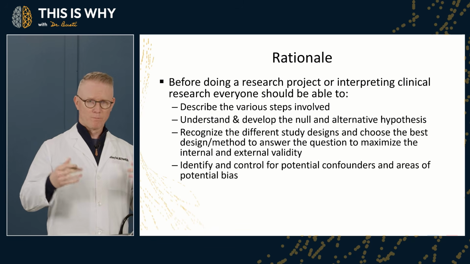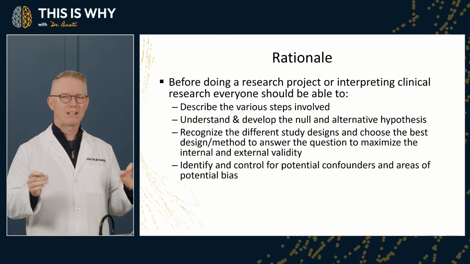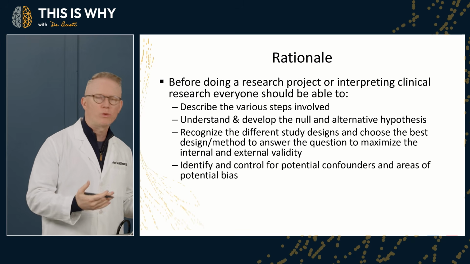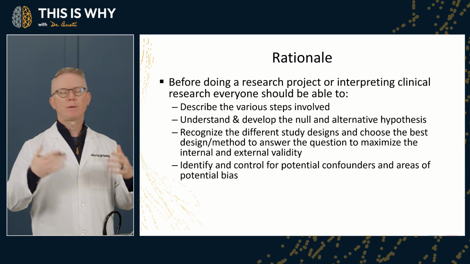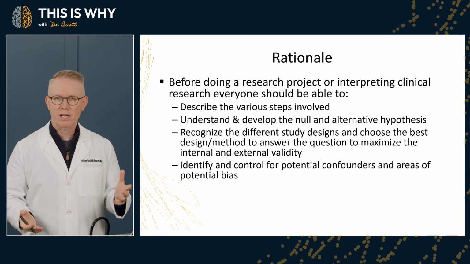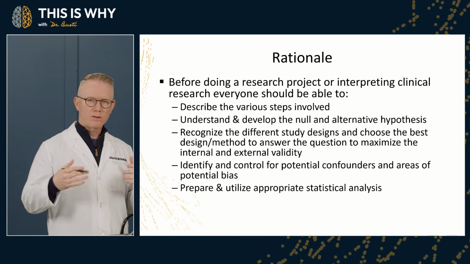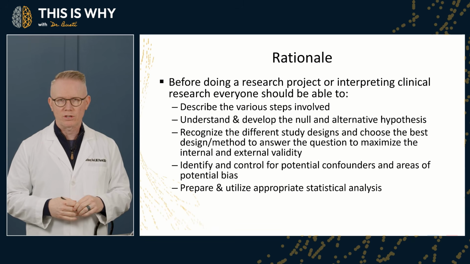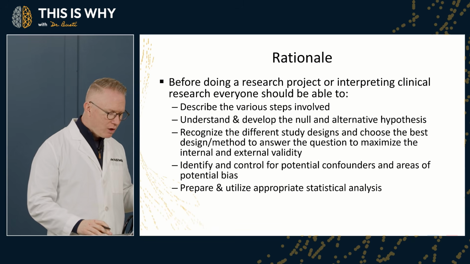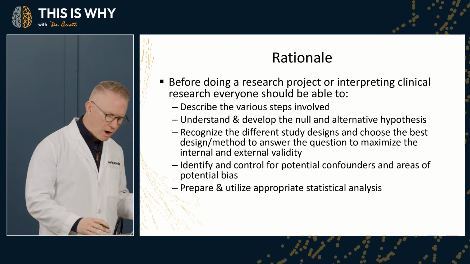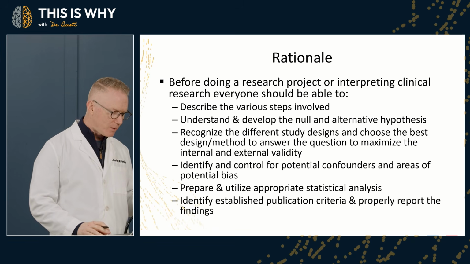Now, you should also be able to identify potential confounders and sources of bias. We're going to cover that. I'm going to walk through examples of those. You should be able to determine appropriate statistical analysis and recognize the standards required for reporting statistical findings in research. So all of those components matter for why we're talking about this, and why you're learning this overall.